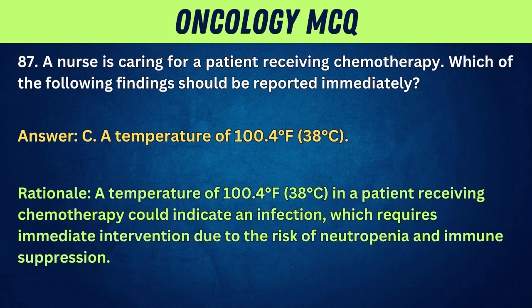A temperature of 100.4 degrees Fahrenheit, 38 degrees Celsius. Rationale: a temperature of 100.4 degrees Fahrenheit, 38 degrees Celsius in a patient receiving chemotherapy could indicate an infection, which requires immediate intervention due to the risk of neutropenia and immune suppression.